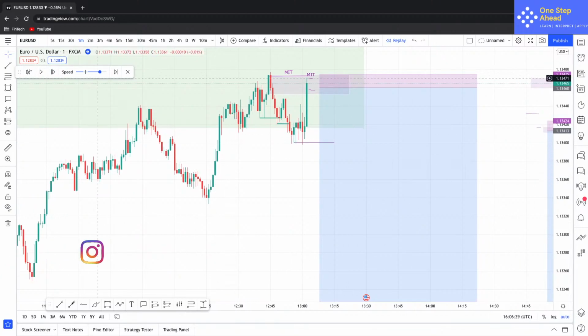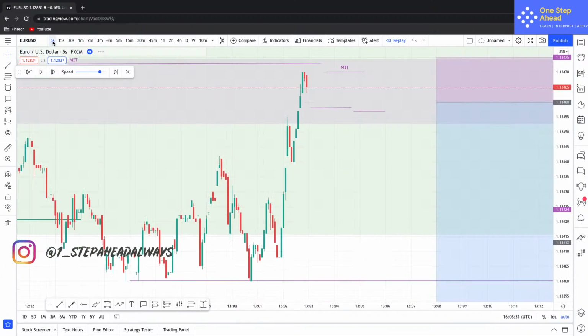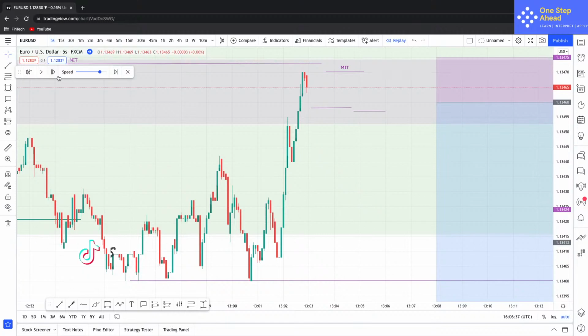So at this point of time, I went to 5 second. I want to see order flow on the 5 second as well, because there is no order flow on 1 minute, right? So it will make my trade less probable because there is no order flow, right?